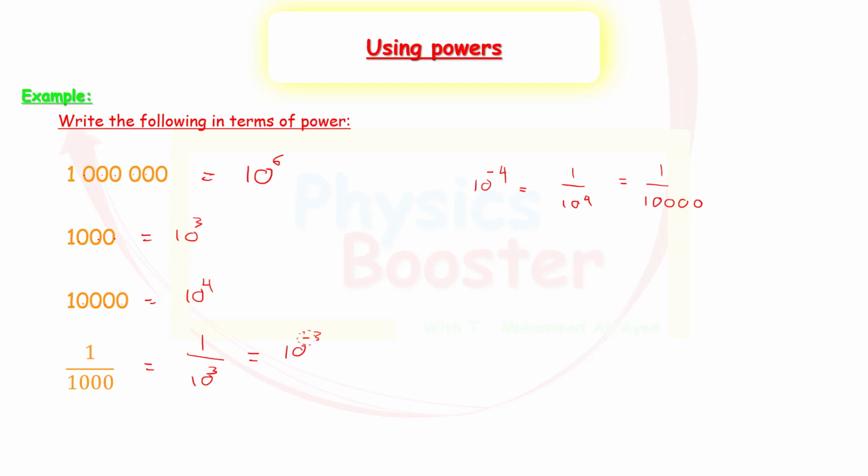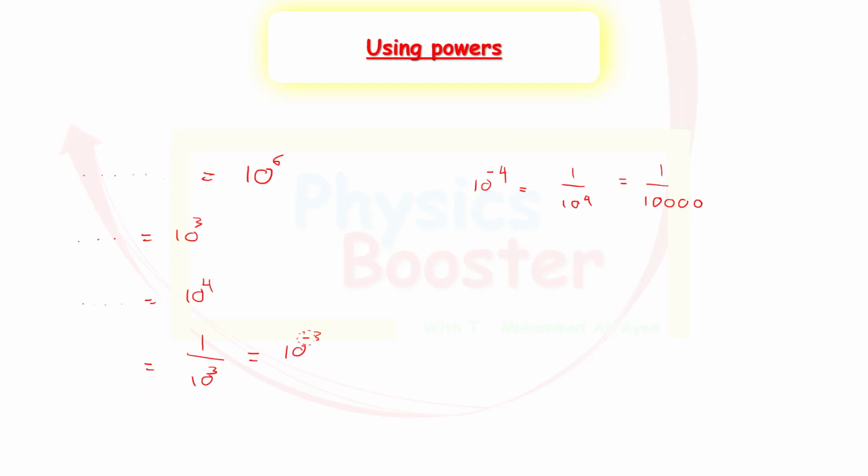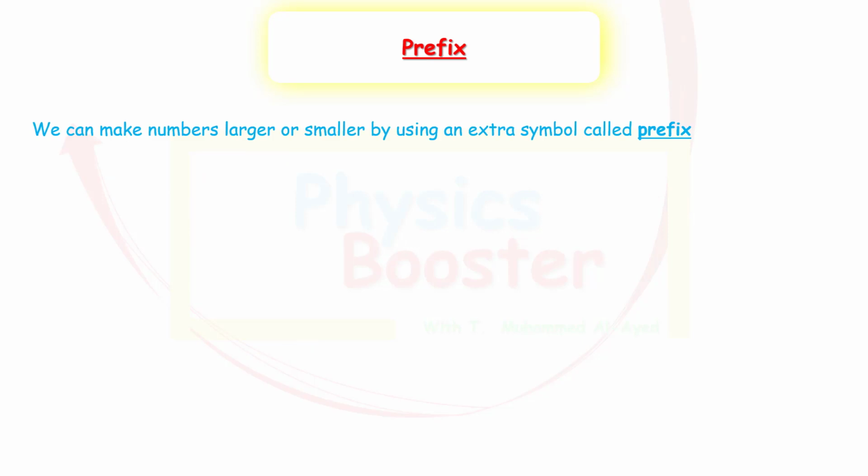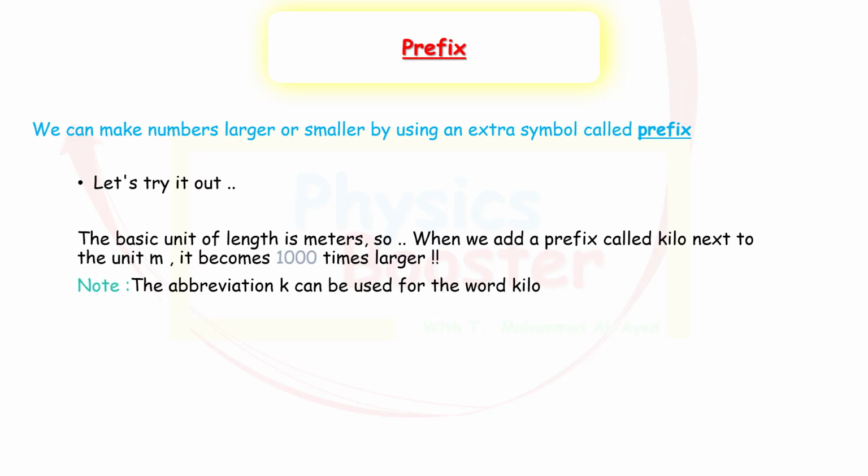Now we can start with our topic here, which is called prefixes. So we can make numbers larger or smaller by using an extra symbol, which is called a prefix. What does this do? Let's try it out. Now say the basic unit of length is meters. So when we add a prefix called kilo next to the unit meter, it becomes 1,000 times larger. Okay, this is kind of confusing. What is kilo? Where did it come from? And how did it make it 1,000 times larger? We will make things more clear just in a minute.